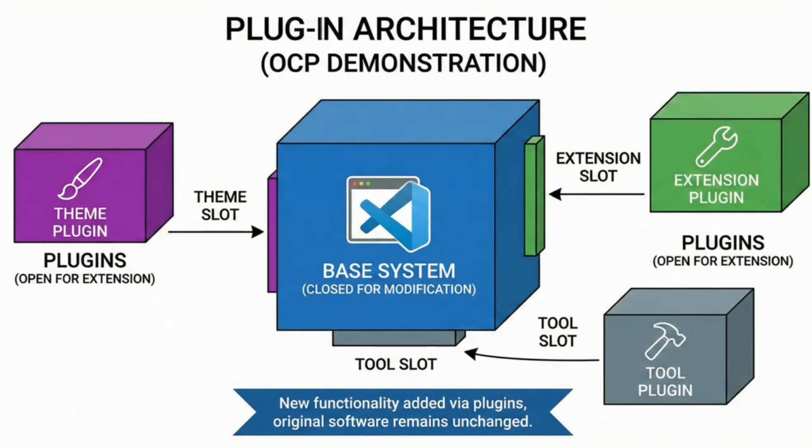The base system stays safe, stable, and unchanged, while new functionality keeps getting added smoothly. This is exactly how applications like VS Code, browser, IDEs, and many enterprise systems work. They follow the open-closed principle by keeping the core system closed, but making the plugin ecosystem open for endless extensions. And that's the key takeaway of this image. New functionality is added via plugins, the original software remains unchanged. This makes the system flexible, scalable, and future-proof.